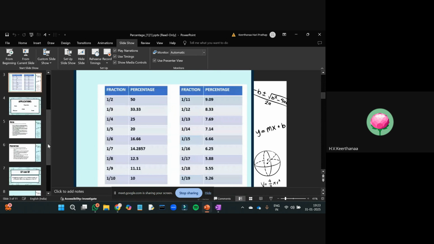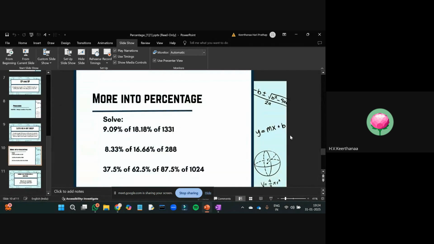Now I'll go back to the question. You can try to solve the second one and the third one, because the first one and the second one are a bit direct, but the third one is a bit tricky. So you guys can try to solve them. Solve the second one and put the answer in the chat. I'll let you know if it's right.